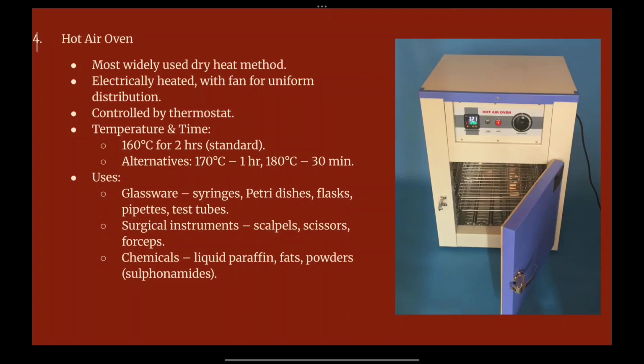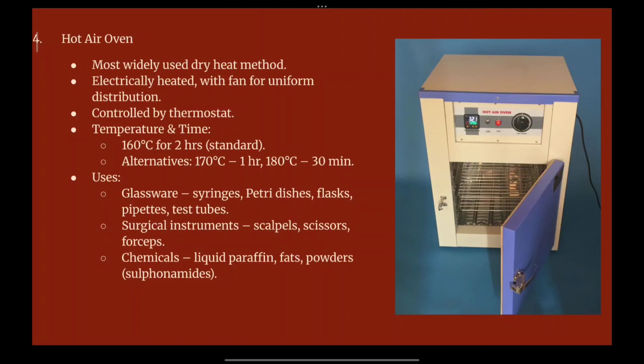Now, which materials are sterilized using a hot air oven? One is glassware, which includes syringes, petri dishes, flasks, pipettes, and test tubes that are used in the laboratories. Surgical instruments are also sterilized by this method. That is, the scalpel, scissors, and forceps are sterilized by this method. 2 hours before the surgery or 1 hour before the surgery, the instruments can be kept inside and sterilized.